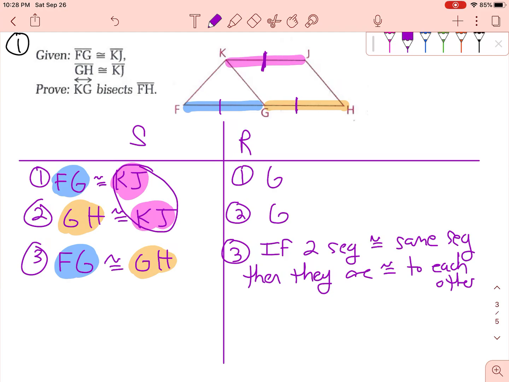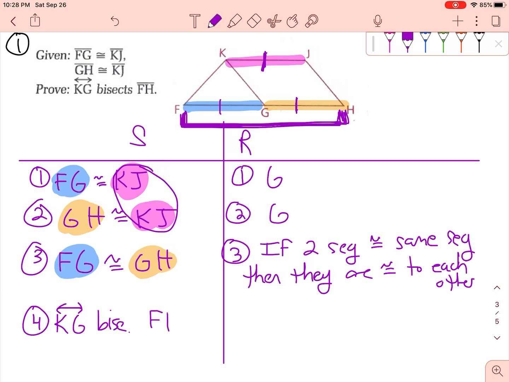Okay, now let's take a look at what we're trying to prove. We're trying to prove that KG bisects FH. So in order for FH to be bisected, it has to be split in two equal pieces. And lucky for us, it is the blue and the orange. So I have enough information, and I can say that KG bisects FH. And how did I know that?